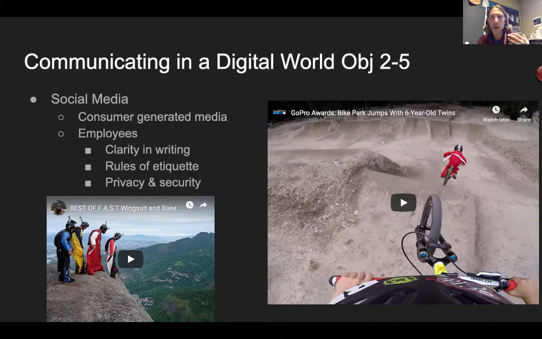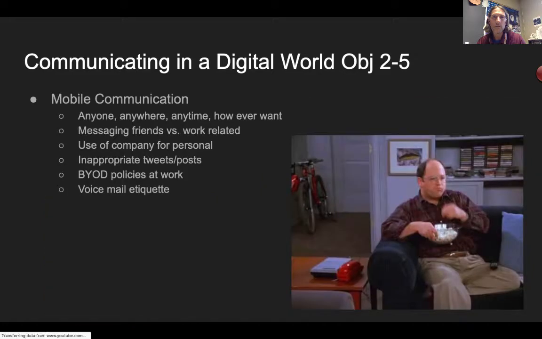The other thing is we have social media, where consumers are generating media, and that is kind of changing the dynamic of things. For employees, it really creates this need where if they're being on social media, their writing needs to be extremely clear, concise, has to follow rules of etiquette, has to observe rules of privacy and security. And so there's a whole new set of issues and problems that are taking place because of this digital world.